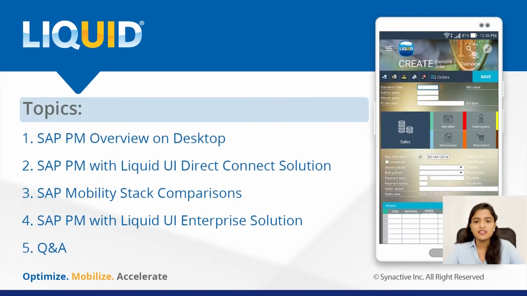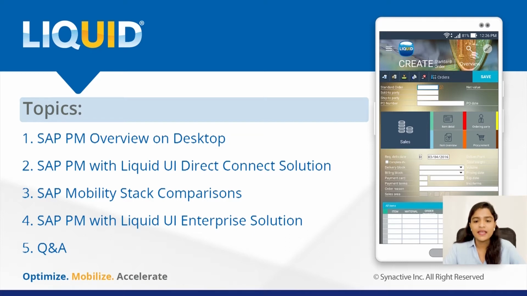In today's session, we will be talking about the create notification transaction of the plant maintenance module, and we will demonstrate that SAP mobility is as easy as 1, 2, 3 with Liquid UI apps for iOS and Android. Some of the key features that we would be showcasing are how easy the attachment uploads and e-signature features are. Then moving on to the simplified process for create notification using the Liquid UI Enterprise solution.